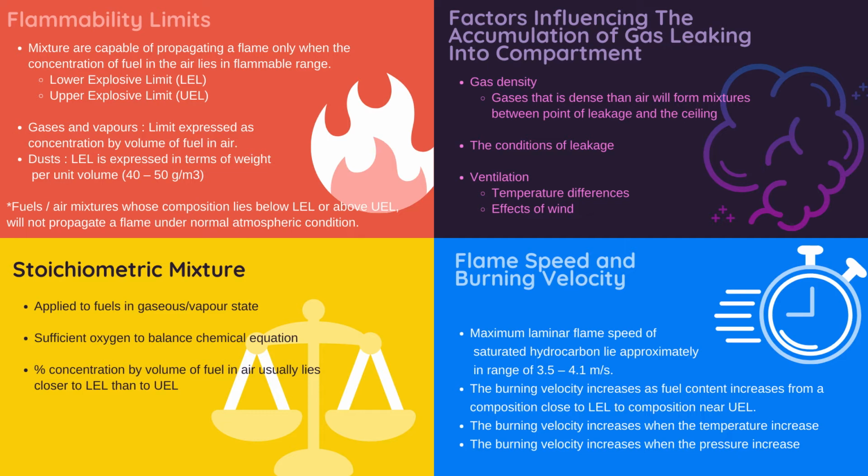Flame speed is the velocity at which the flame front moves with respect to a stationary observer. In the combustion process, the rise of temperature will cause expansion of the flame. Maximum laminar flame speed of saturated hydrocarbon lies approximately in the range of 3.5 to 4.1 meters per second.